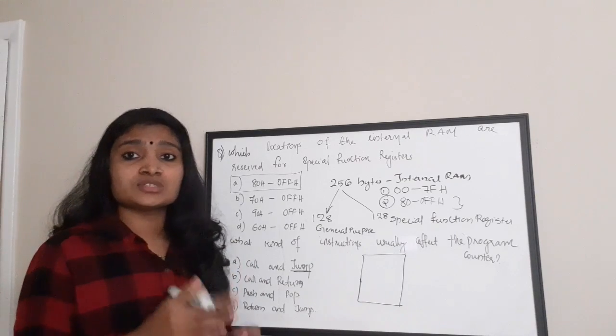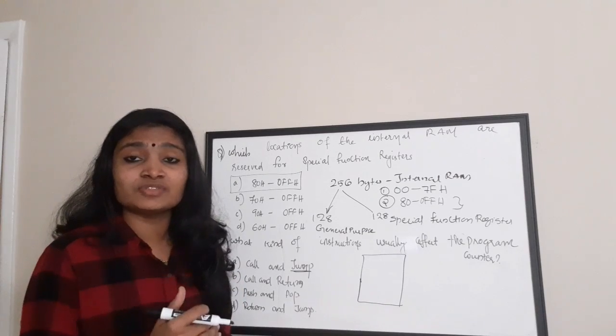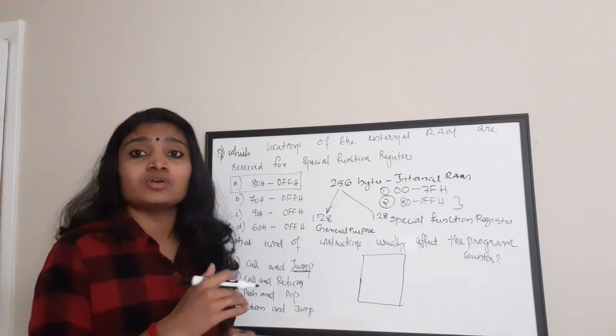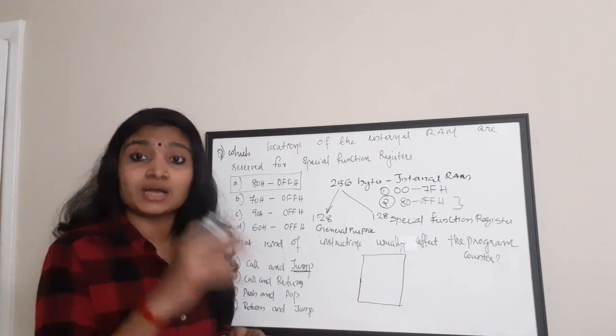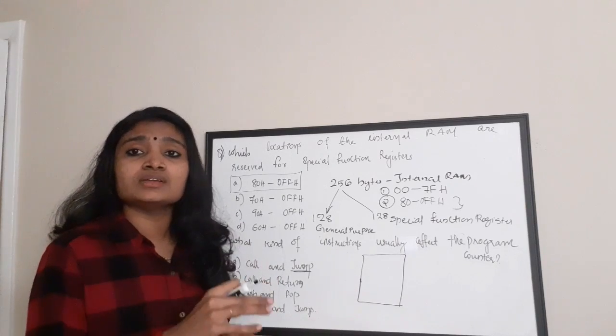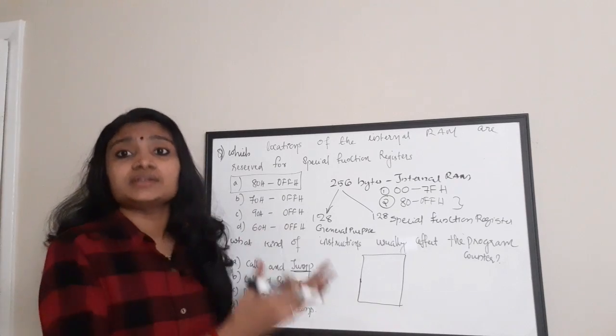The processor has to stop the current execution and save the current instruction's address, which is present in the program counter, to the stack. That is, the program counter is being stored to the stack in order to jump to that interrupt.